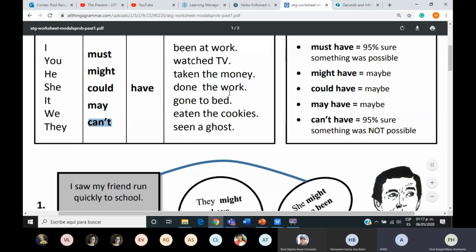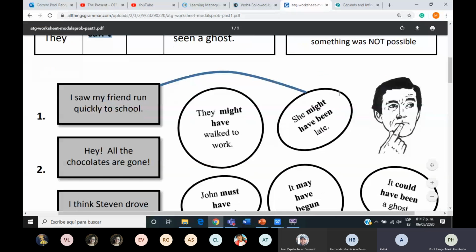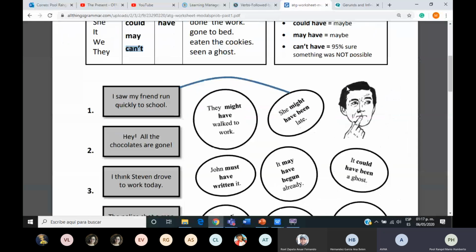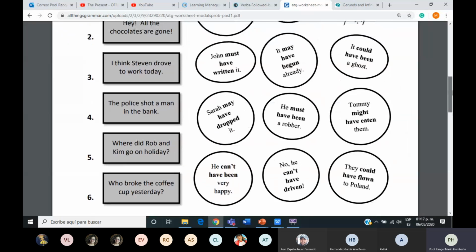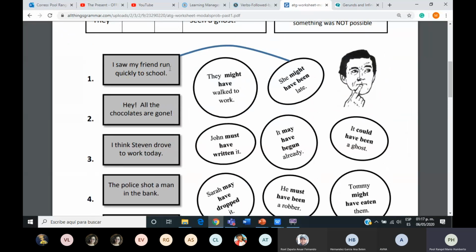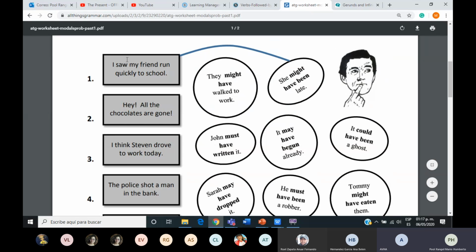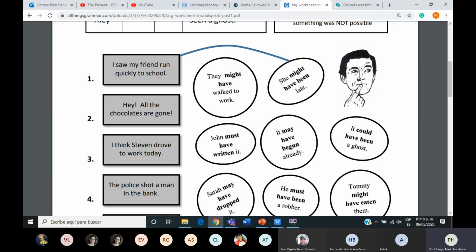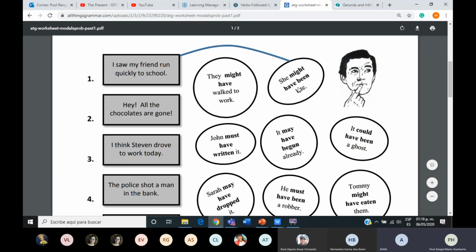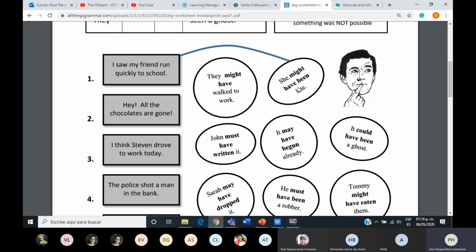Vamos a ver que aquí también tenemos el must not y couldn't have. No, que bueno, aquí no lo incluye. Y acá, fíjense, tenemos ciertas cosas que tenemos que hacer el match. La 1 ya está hecha. Dice, number 1, I saw my friend run quickly to school. One of the possibilities is that she might have been late. That's why she ran quickly to school. Okay? So that's a possibility.